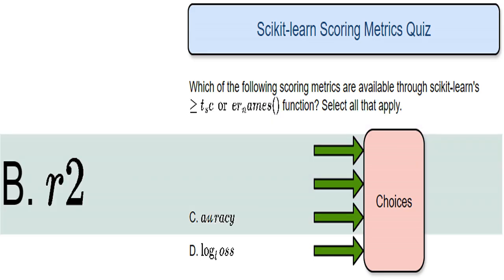This is the R-squared score, also known as the coefficient of determination. It represents the proportion of variance in the dependent variable that is predictable from the independent variables. A higher R-squared value indicates a better fit, ranging from 0 to 1.